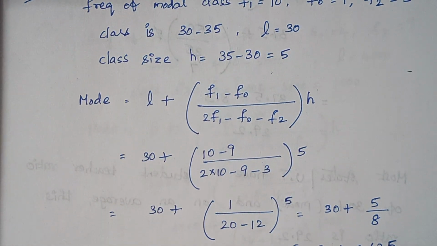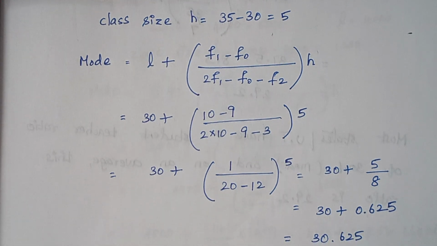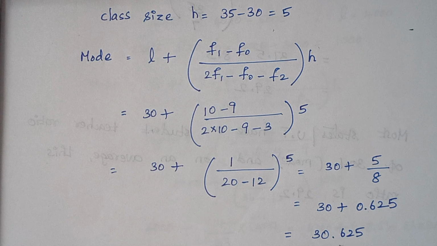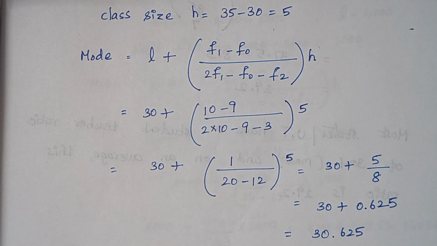So the next thing is 10 minus 9 is 1, and 2 into 10 is 20, and 20 minus 12 gives you 8. Therefore, 30 plus 5 by 8. Once you solve this, we get 0.625, and so the answer is 30.625.